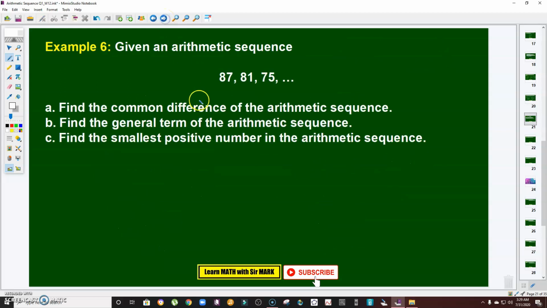Okay, let's proceed to the next one. Given an arithmetic sequence, 87, 81, 75, and so on, find the common difference of the arithmetic sequence.